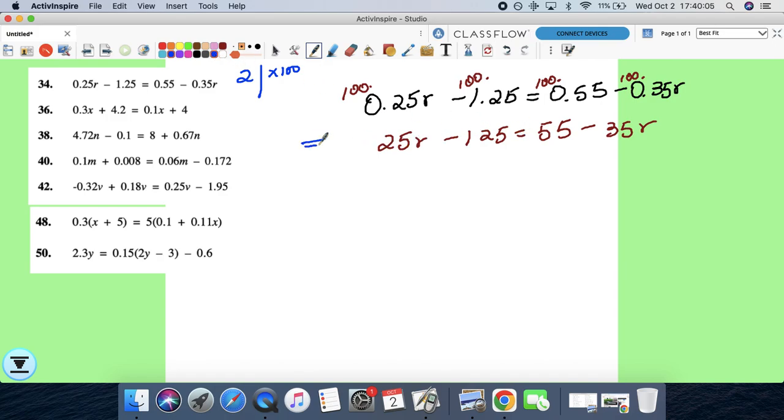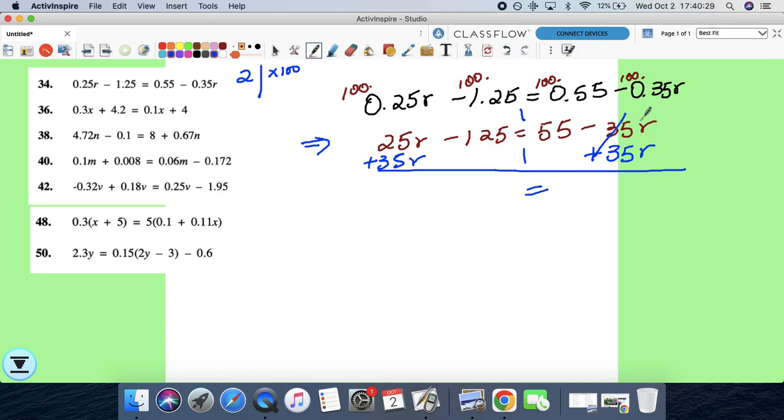Okay, so now let's start from the top. Do I have distributive property? No. Can I combine like terms on the left or the right? No. Do I have variables on both sides? Yes. So either you get rid of the 25r or the negative 35r. So we already discussed in class. For us, we choose the smaller coefficient. So negative 35r plus 35r, and I'm going to do plus 35r.